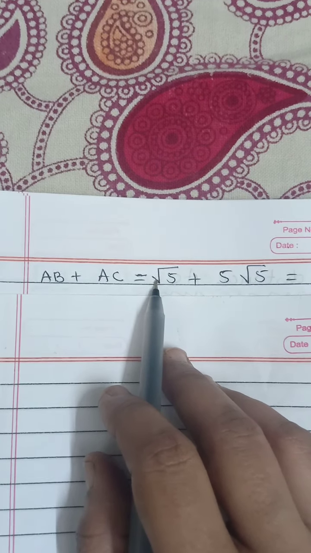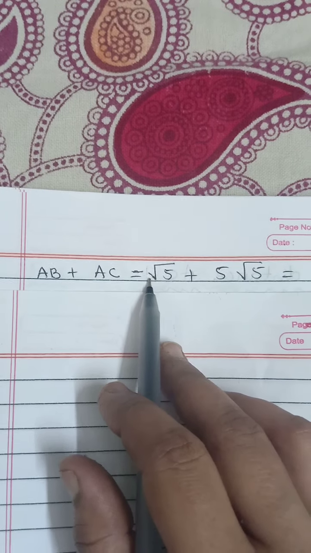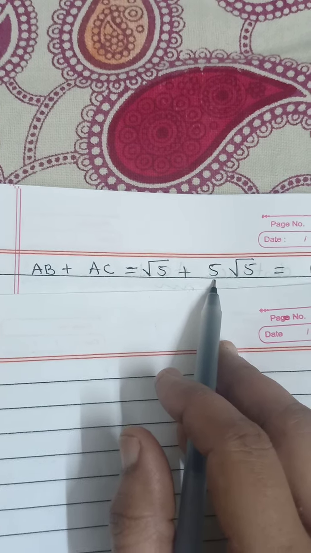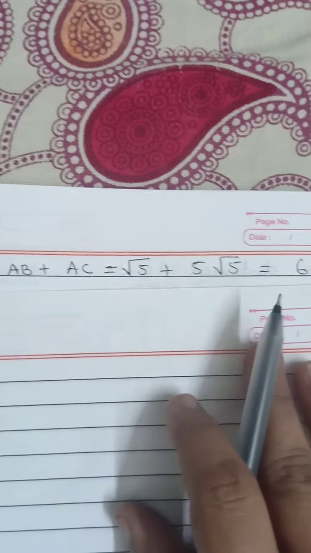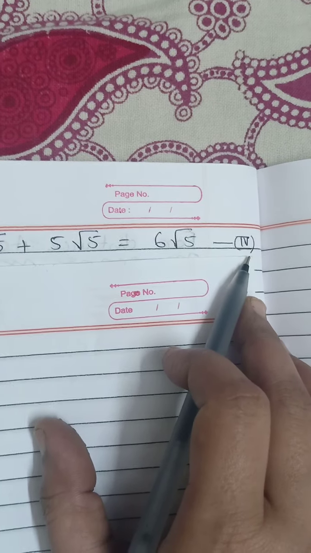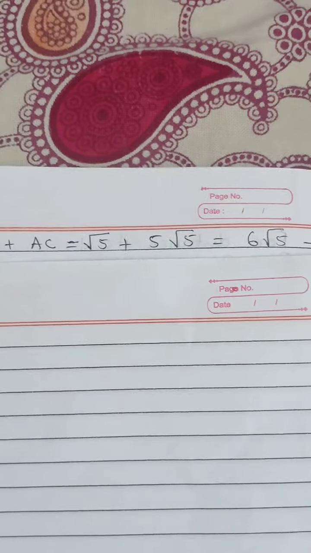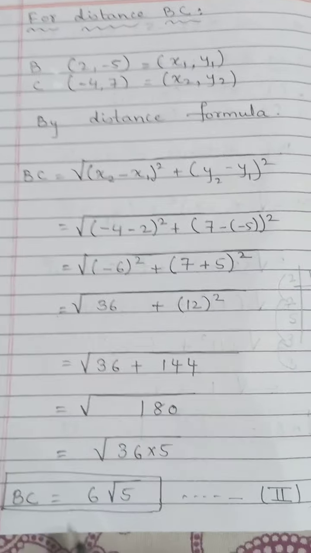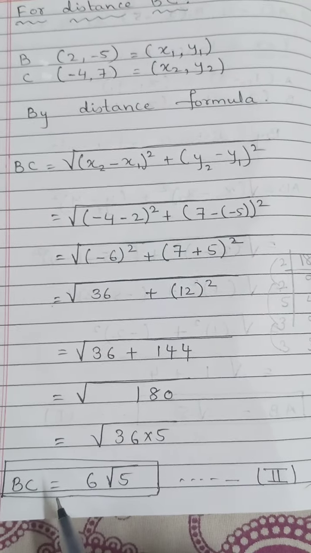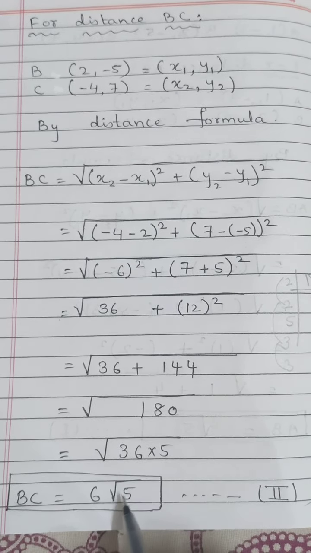Now here, before this root nothing is there, that means 1. So 1 plus 5 will be 6 and root 5 will be as it is. So the addition we have got is 6 root 5. This addition we have given equation number 4. This addition and the larger distance we have to compare. See here, the larger distance BC is also 6 root 5 and in equation number 4 also we have got 6 root 5.